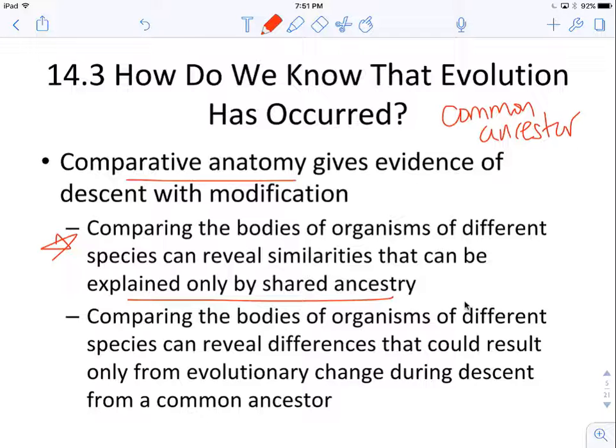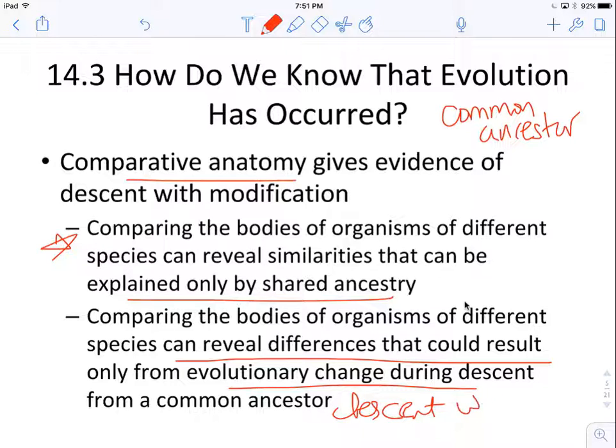You can also reveal differences that could only result from an evolutionary change during descent from a common ancestor. And that was what we talked about in the previous screencast, descent with modification, or the natural selection, how it acts on individuals to change populations.